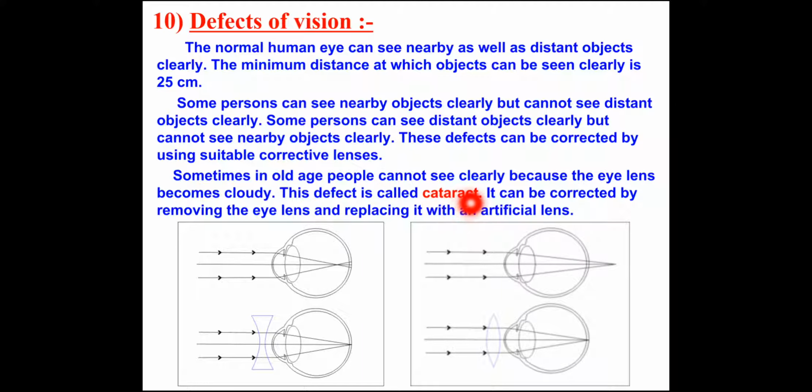Cataract means motibindu. When the eye lens becomes cloudy, the doctor says that the person has cataract and it must be operated on. So how can that cataract, that motibindu, be corrected? Doctors or eye specialists remove the eye lens and use an artificial lens instead, and by replacing it with the artificial lens, the cataract can be corrected.